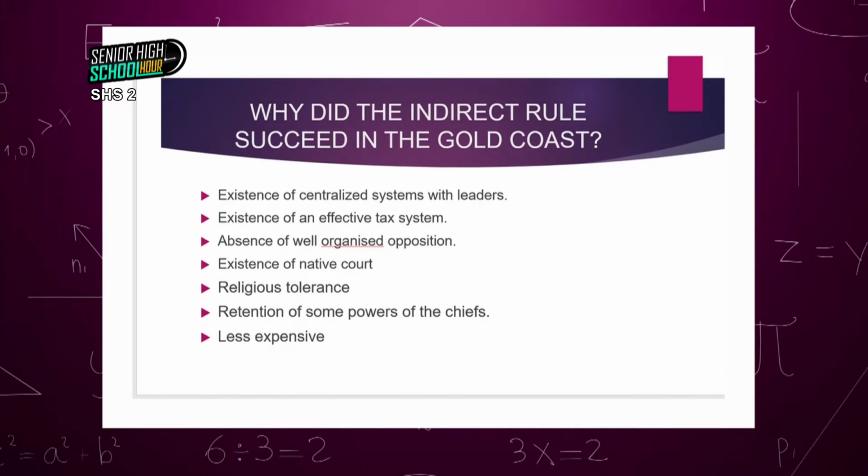Why did the indirect rule succeed in the Gold Coast? If there were so many problems that we have mentioned before, how come it succeeded? One, there was the existence of centralized systems with leaders.